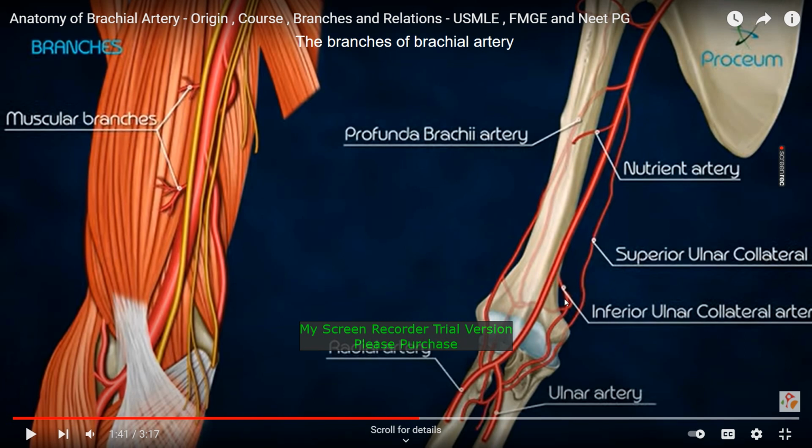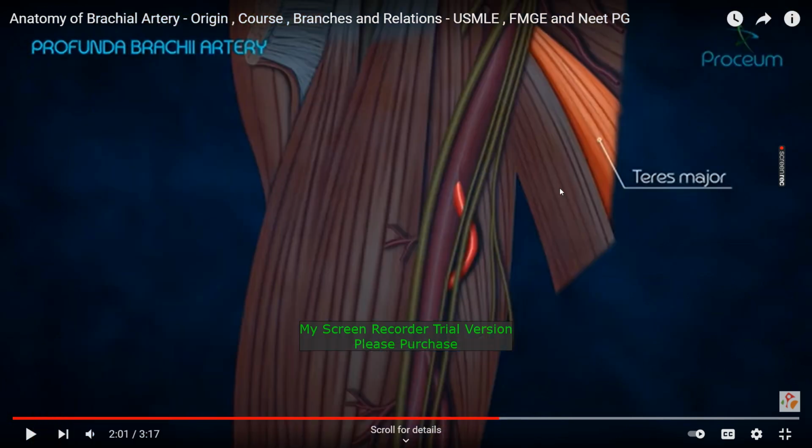So then in the terminal branches, it gives rise to the radial artery and ulnar artery. So let's discuss. There are actually five or six branches of the brachial artery. First one is profunda brachii artery, second one superior ulnar collateral artery, third one nutrient artery, fourth one inferior ulnar collateral artery, radial and ulnar. So simply you can remember it: profunda brachii, superior and inferior ulnar collateral arteries, nutrient artery, radial and ulnar artery.